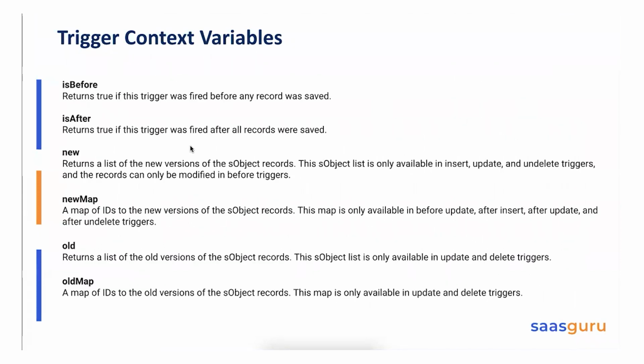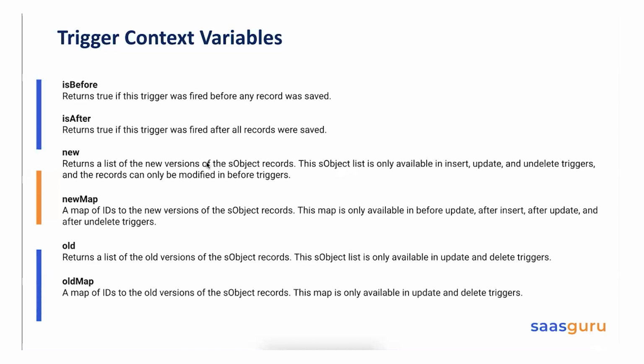Okay, isBefore, isAfter. In the beginning we discussed two contexts, like the insert event, then isBefore, isAfter. Same for the update, isBefore, isAfter. And here we need to take care. isBefore means the trigger is firing in the before context: my record is not committed to the database yet, and the trigger is running, then isBefore will give you a true value. And isAfter, if changes are committed to the database, then that context is called isAfter.